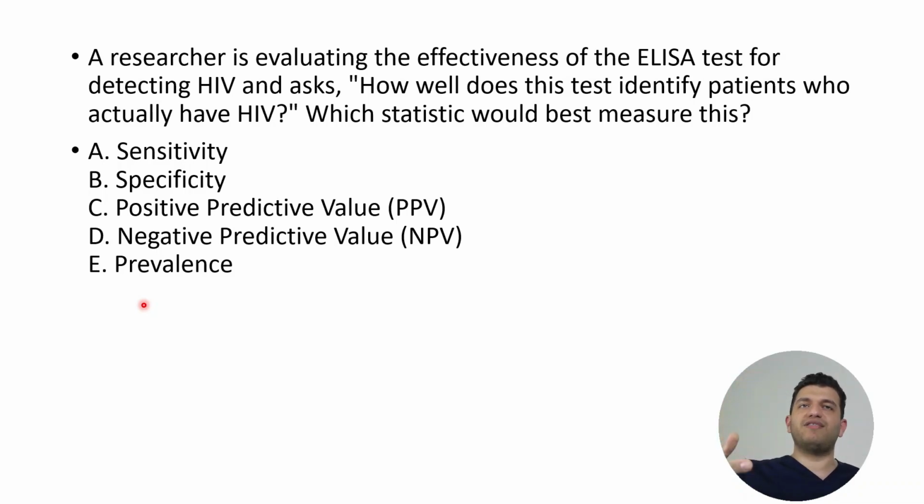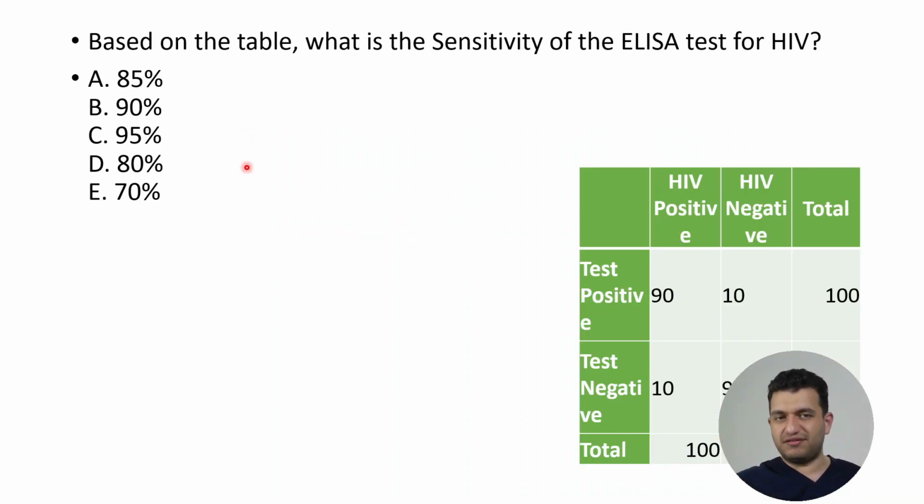Basically, he's asking about the sensitivity. So true positive over true positive plus false negative, because your whole equation is going to include people with the disease actually have HIV. So sensitivity, calculate based on this table, true positive over true positive plus false negative. So true positive is 90 over 90 plus 10, which is the false negative, 90% again.